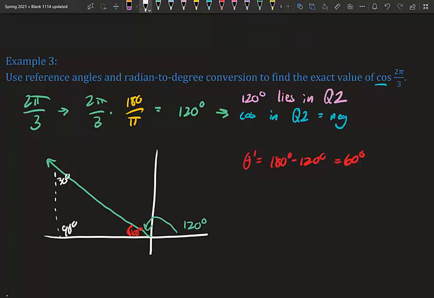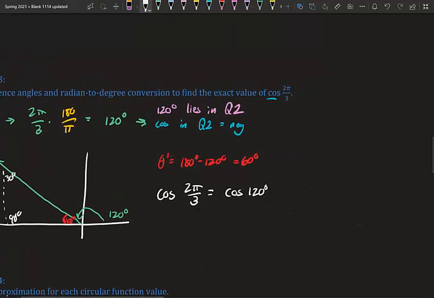So we know something about 30, 60, 90 triangles. So we have cosine 2 pi over 3, which we turned into cosine 120, which we know as the reference angle. The reference angle of that is 60. And we know that cosine 60 is negative 1/2.